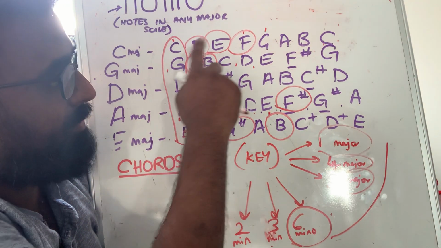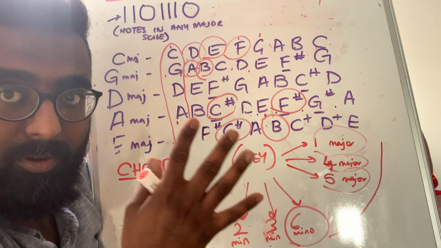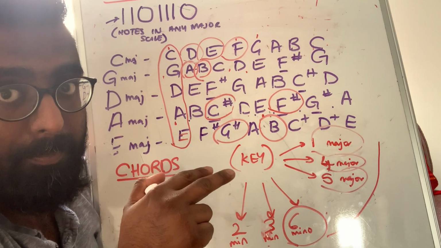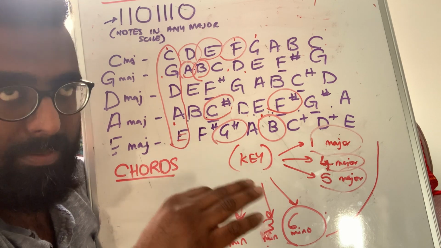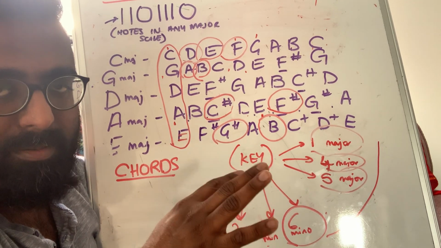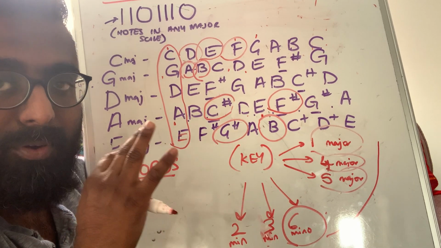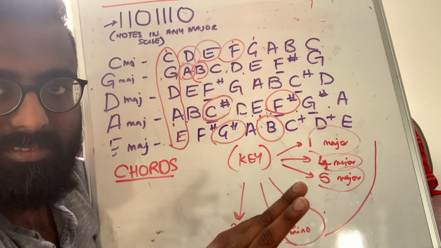So 7 of the major chords, and 7 of the minor chords: A minor, B minor, C sharp minor, D minor, E minor, F sharp minor, G sharp minor. If you know these 14 chords, you can play almost all songs. Okay.